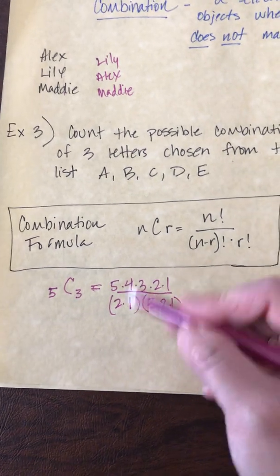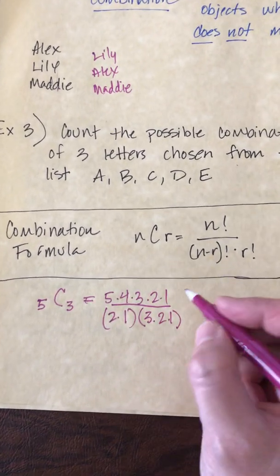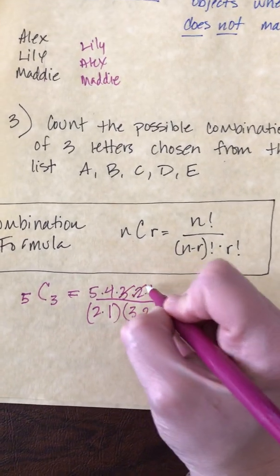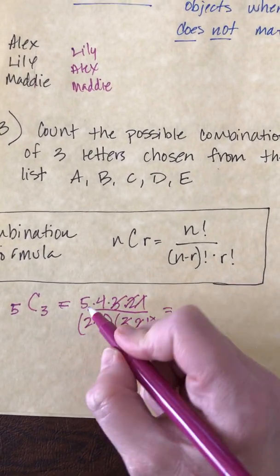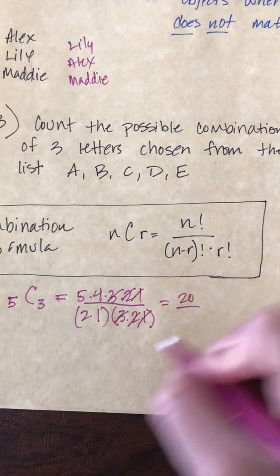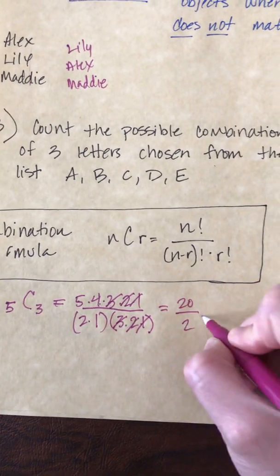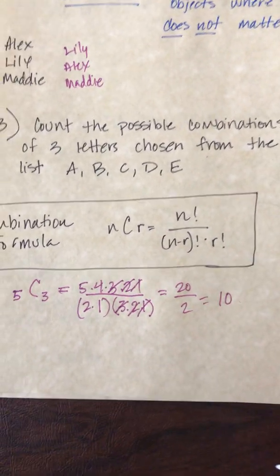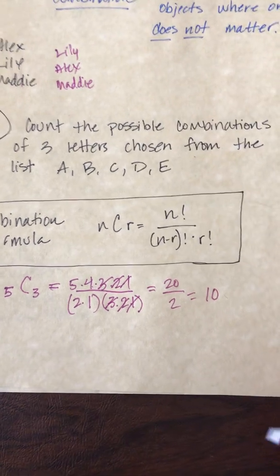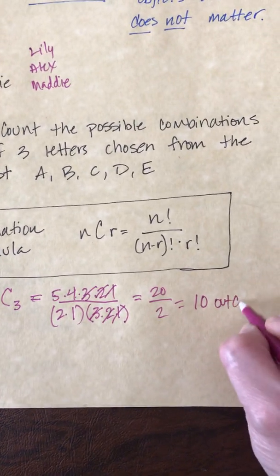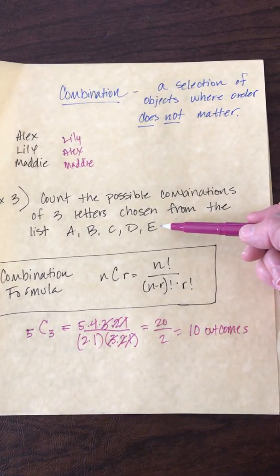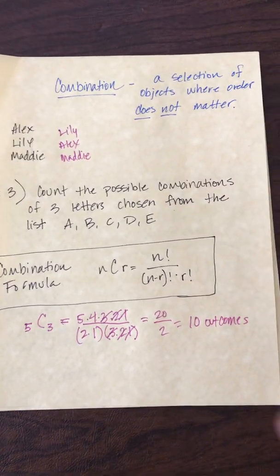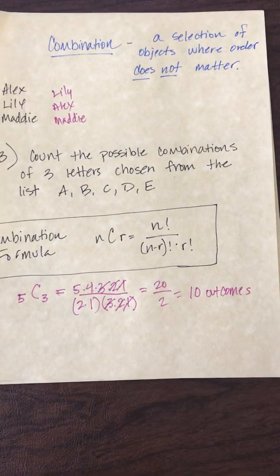Now notice, all of this is multiplication here, so if you have any common factors, you can cancel them out. Like this 3, 2, 1 can cancel with that 3, 2, 1. And so what I'm left with is 5 times 4 on top and 2 times 1 on the bottom, or in other words, 10. So I get 10 possible outcomes if I wanted to arrange the letters A, B, C, D, and E in 3 letter chunks. Those are my possible choices.